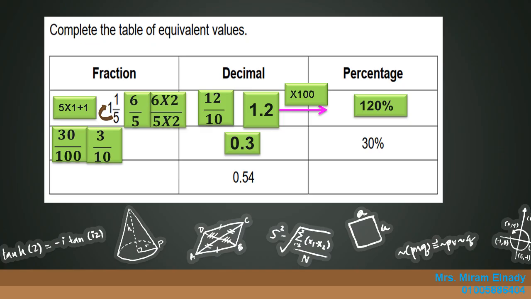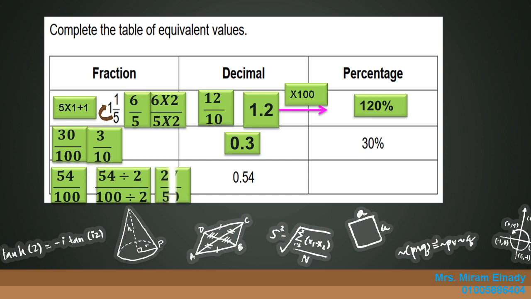The last question, 0.54. As a percentage, it's easy. Just multiply by 100, it will be 54%. And what about as a fraction? Also it's easy. It will be 54 over 100. I can simplify it by dividing by 2 up and down, so it's going to be 27 over 50. And as we said, as a percentage, it will be 54%.